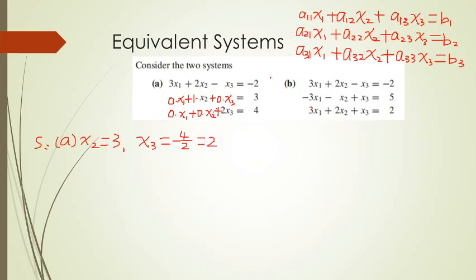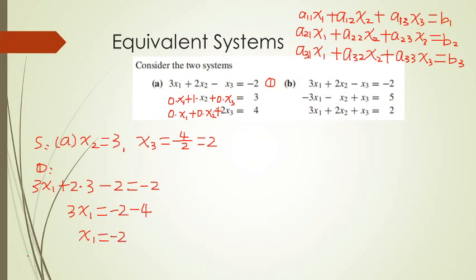Then let's go back to the first equation. 3x1 plus x2, x2 is 3, then minus x3, x3 is 2, equals minus 2, b1, right? b1 is minus 2. So what is my x1? This is 4 minus 2 minus 4. What is my x1? My x1 is minus 2.